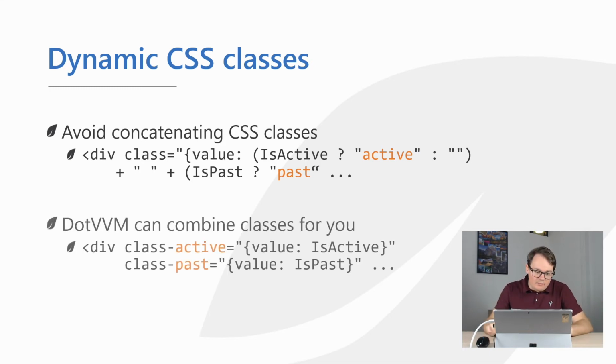And in DotVVM, we are using a thing called property groups, which means that if you use class dash and the name of the CSS class, then you can use a simple Boolean expression.